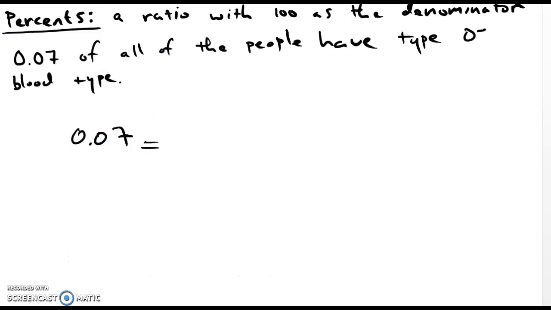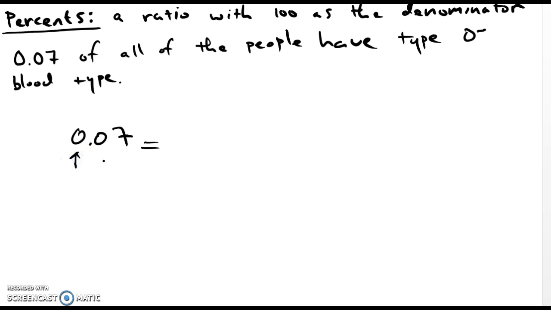Okay, we're going to be studying percents now. And percents is a very useful math skill. You'll be using it a lot in your life in school and your life outside of school. So 0.07 of all the people in the world have type O negative blood type. So 0.07. Let's look at our place values.